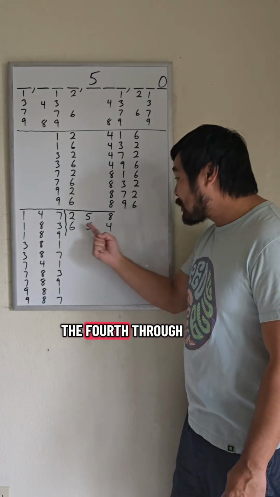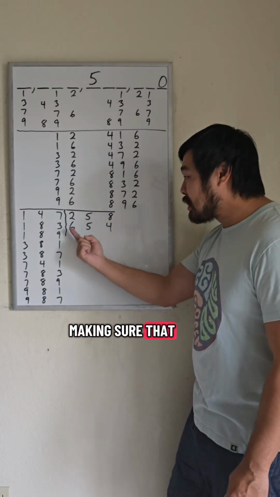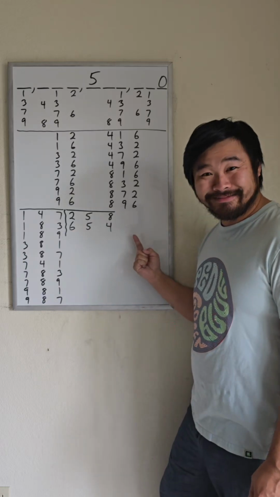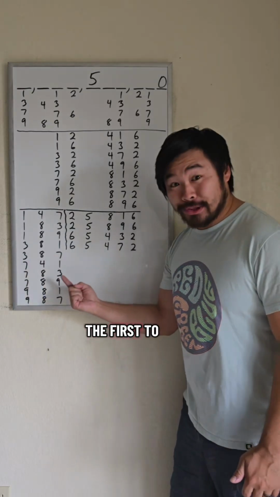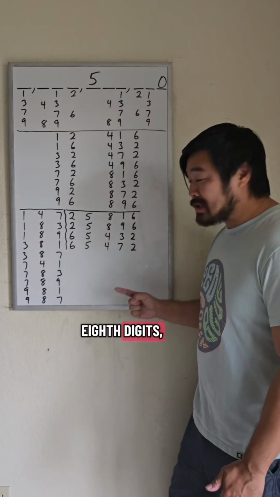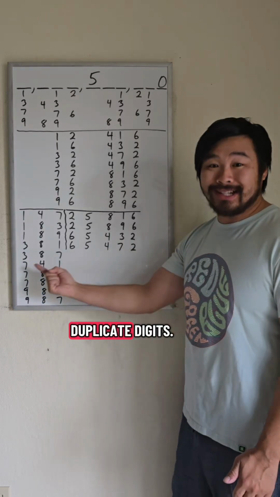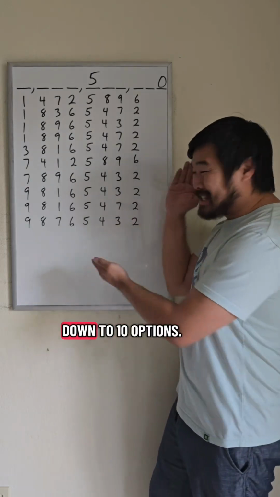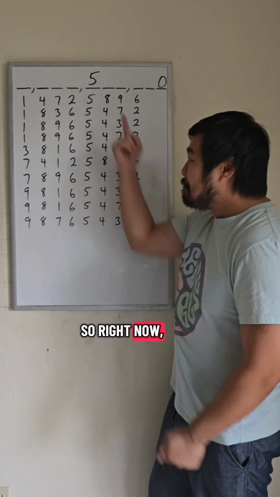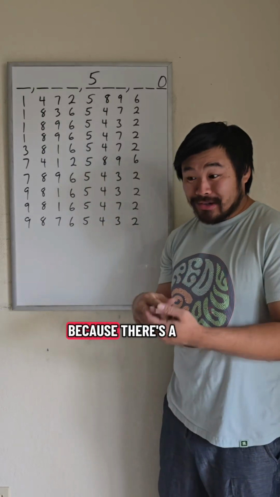Now let's combine the 4th through 8th digits, making sure that there are no duplicate digits. Alright, now let's combine the 1st to 3rd digits and the 4th through 8th digits, making sure that there are no duplicate digits. And we are down to 10 options. So right now, make a guess at which one you think it is, because there's a 1 in 10 chance that you are correct.